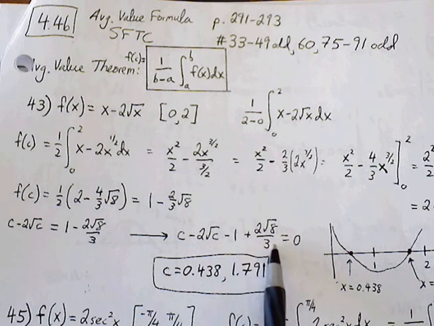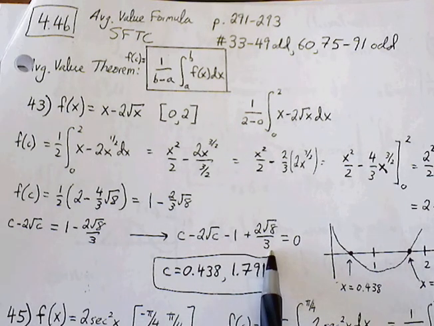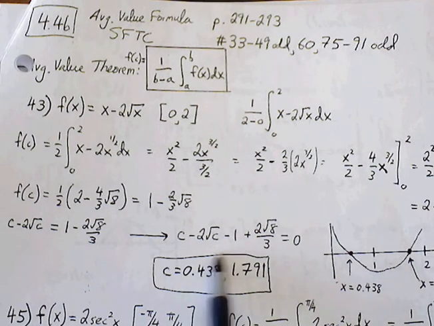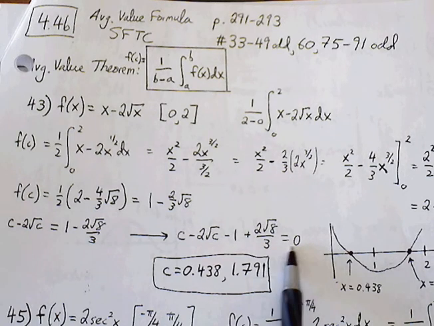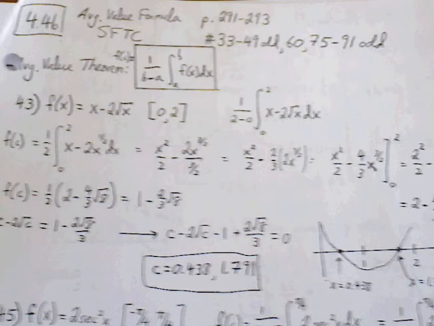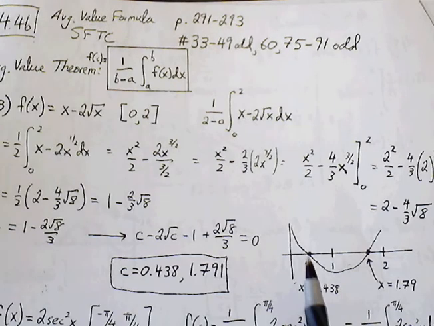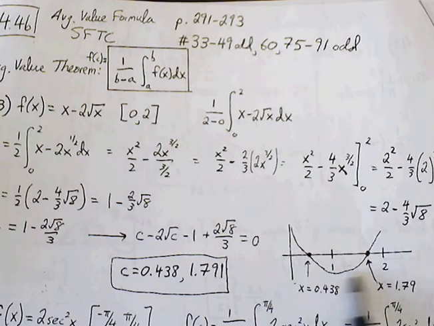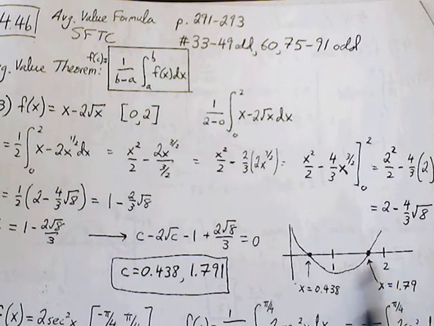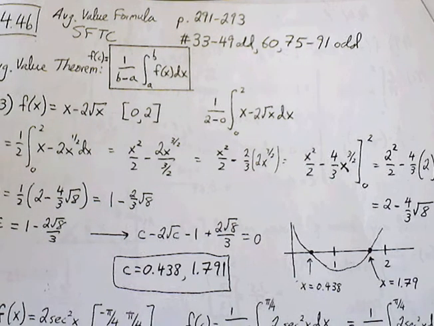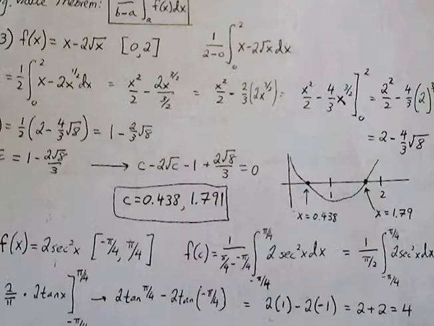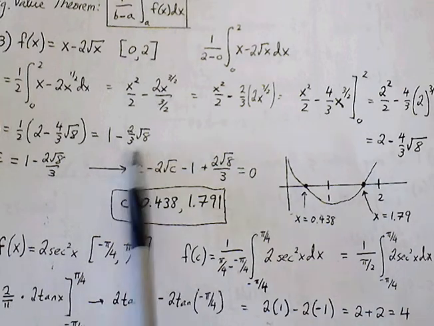So this is not factorable, but what we can do is bring everything over to one side, plug it in the calculator, and then we can simply look for the x-intercepts. If you zoom in, you're going to see that the graph crosses the x-axis twice, once at 0.438 and then once at 1.79. So we have the c values where the average height will reach this 1 minus 2/3 root 8.